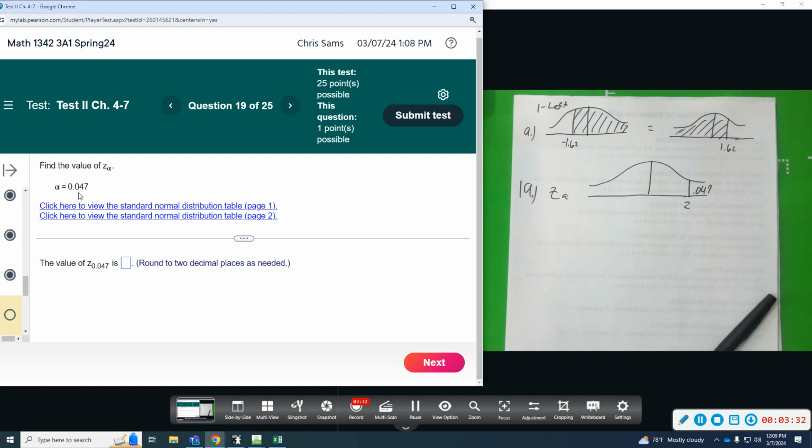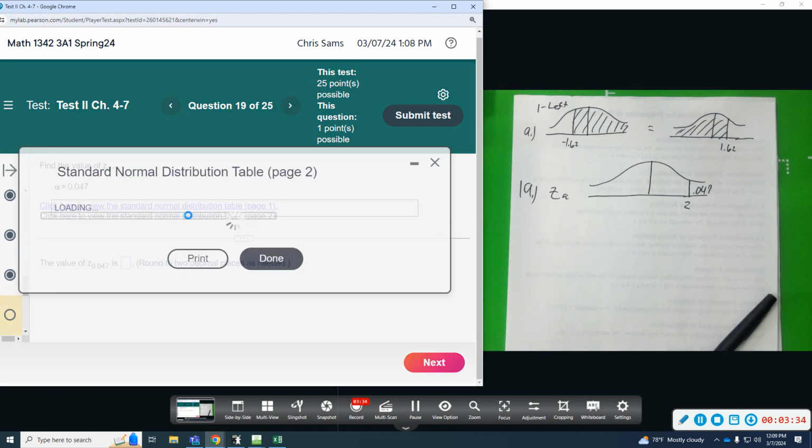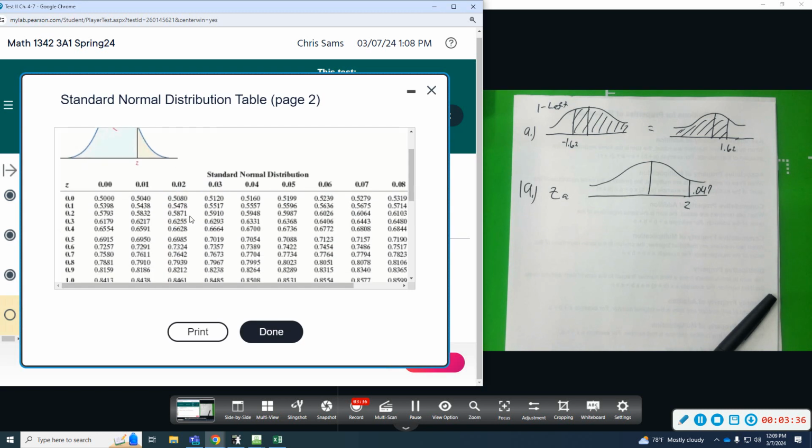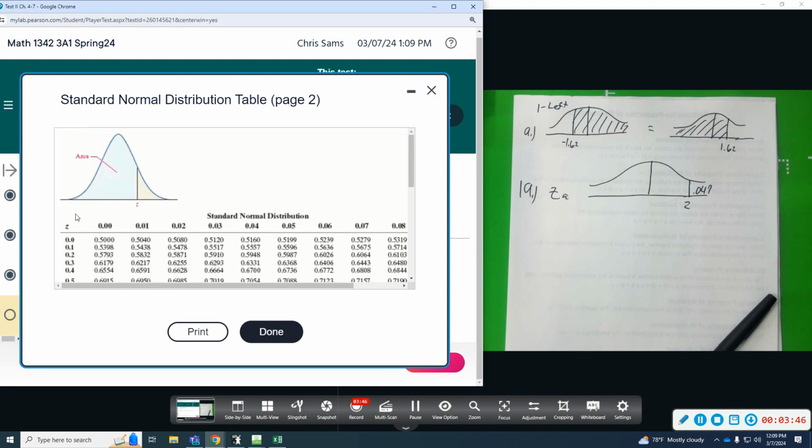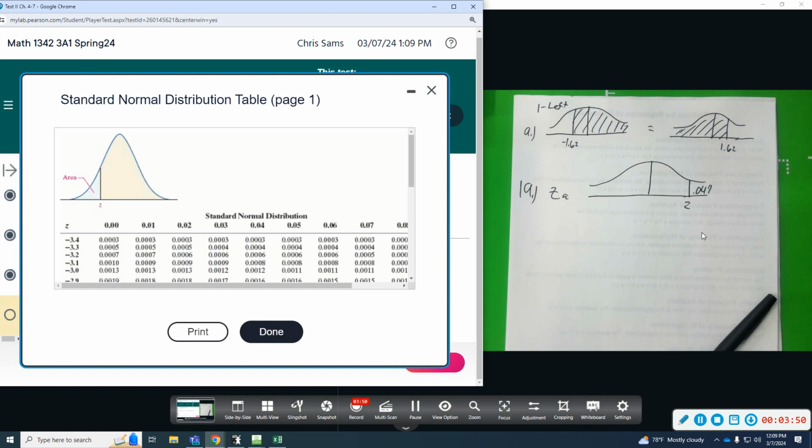So I'm going to look at the second table with the positive. Look at these percentages. Now the area to the left is what I'm seeing, so actually I want to go to the negative, just like I did in the previous one, and find the area to the left, the mirror image. So I'm looking for a negative Z value that's going to give me 0.047.